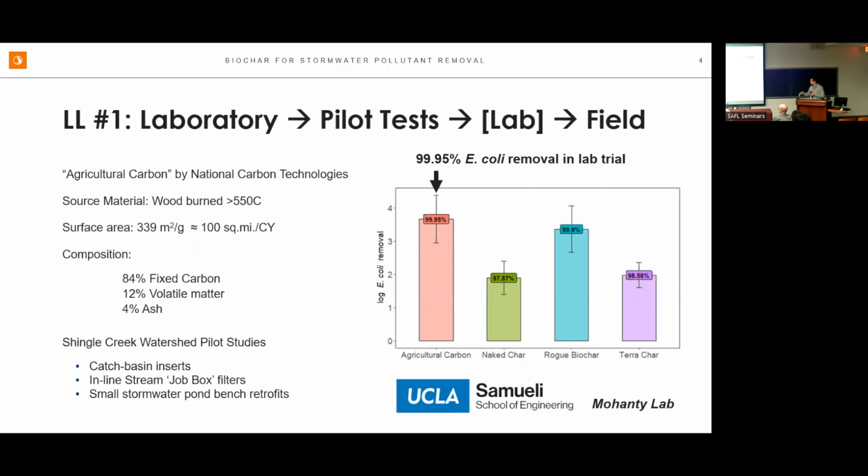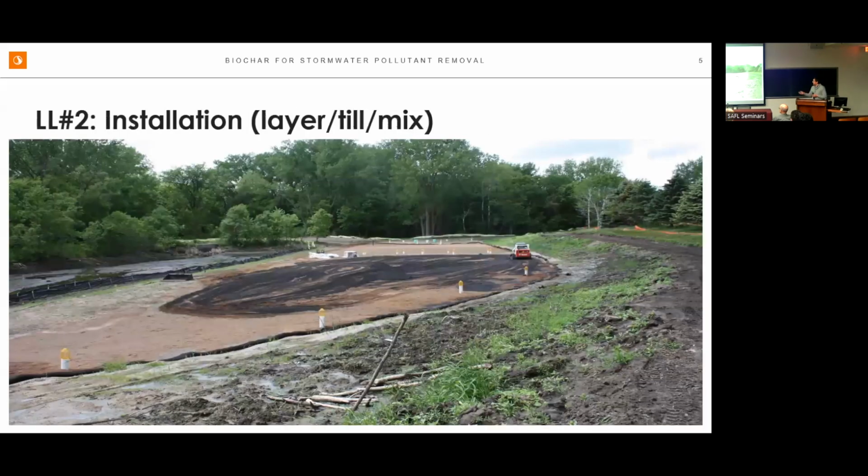And then we sent those specimens to the UCLA Samueli lab, or the Mahatni lab. Sanjay Mahatni helped us out, and we realized, all right, these are all still removing bacteria at levels that we needed. And we ended up going with that agricultural carbon one, but it's not linear. Sometimes you need to go back to the lab, especially when you're going from pilot studies to field applications.